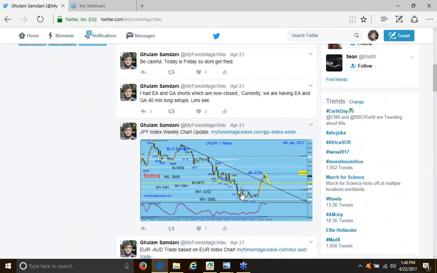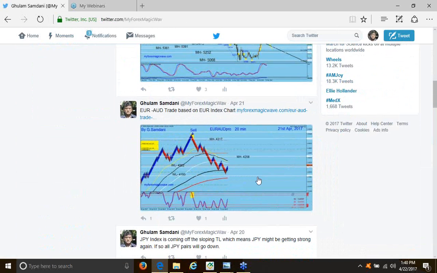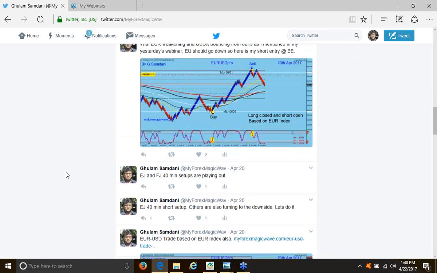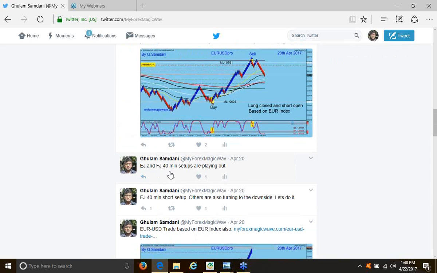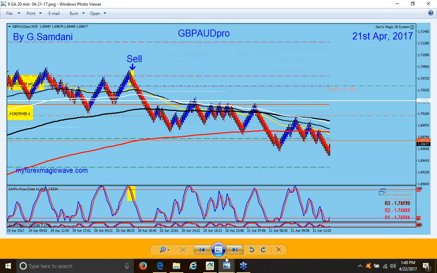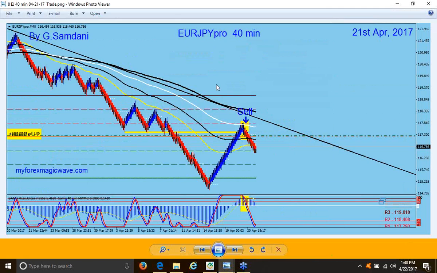Okay, and all of these trades and coming setups, I always tweet. So that's a big plus. See, EJ and FJ 40-minute setups are playing out, and that's what happened. EJ, the last one right here. Okay, on the 21st, I said EJ setup is playing out, and this is what it is.